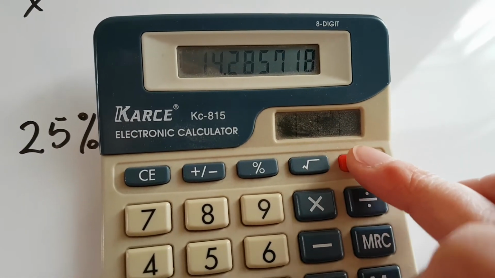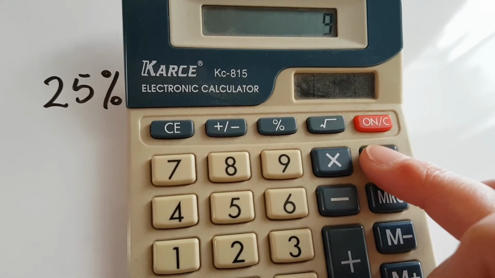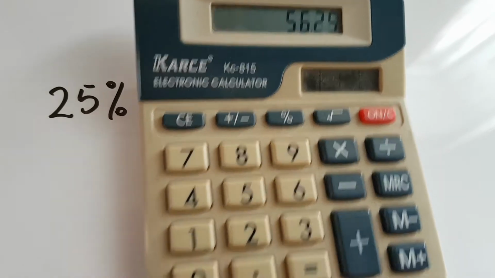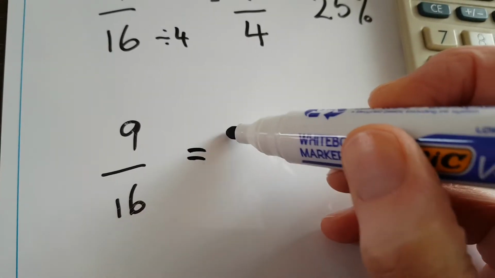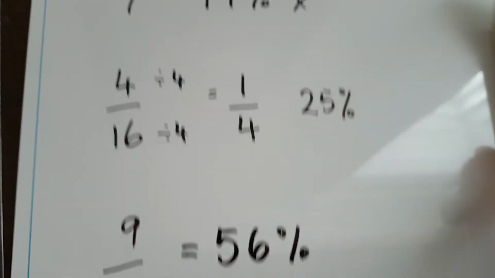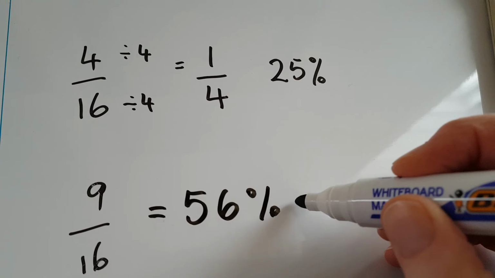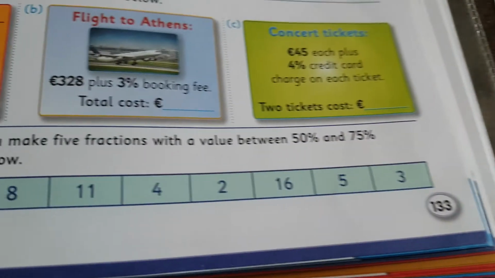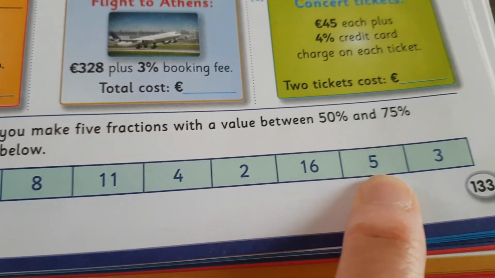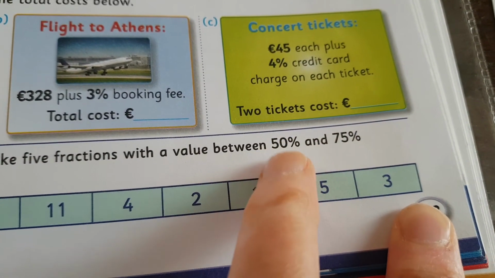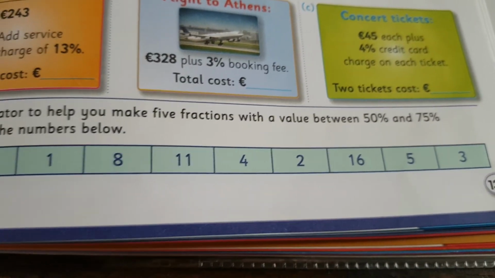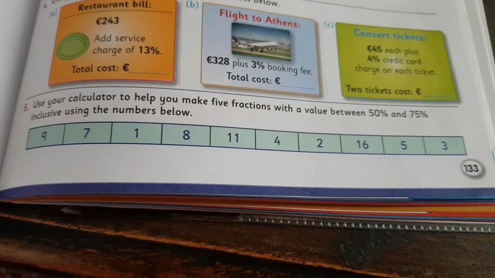This one should work. So 9 divided by 16, 56.25. I'll just round it down to 56%. Okay, so far I found two fractions that fit my criteria. So now your job is to find 3 more. And remember, they've all got to be over 50%, but not more than 75%. There's more than 5 right answers for this, so start exploring.